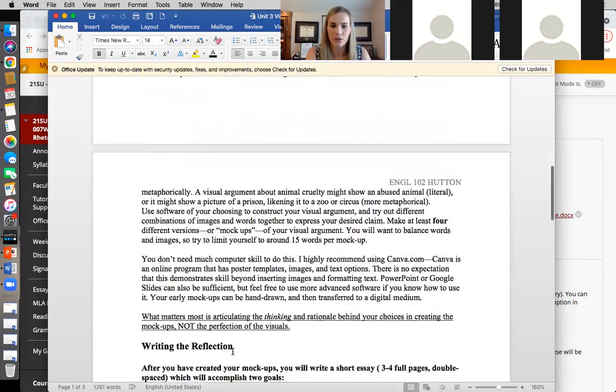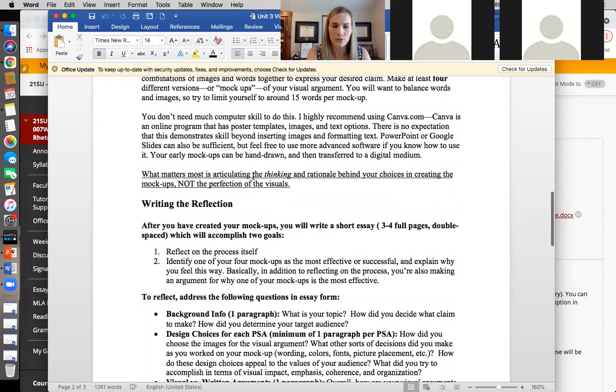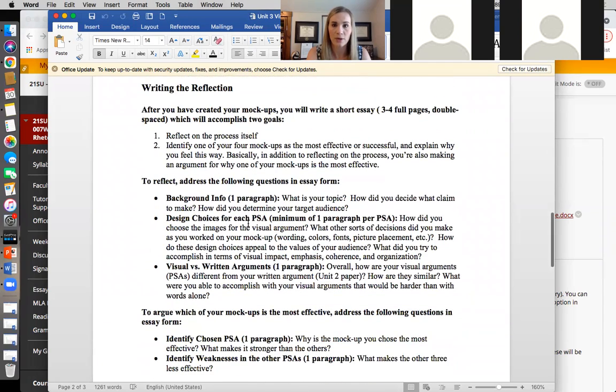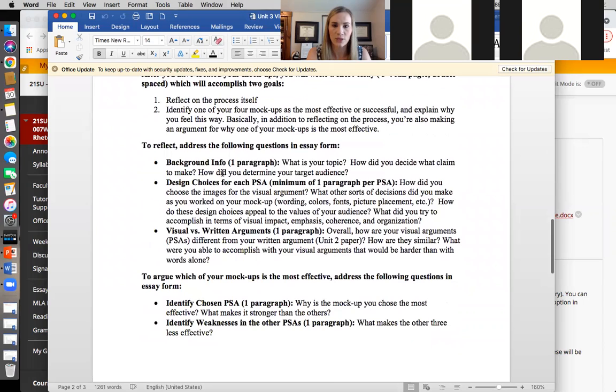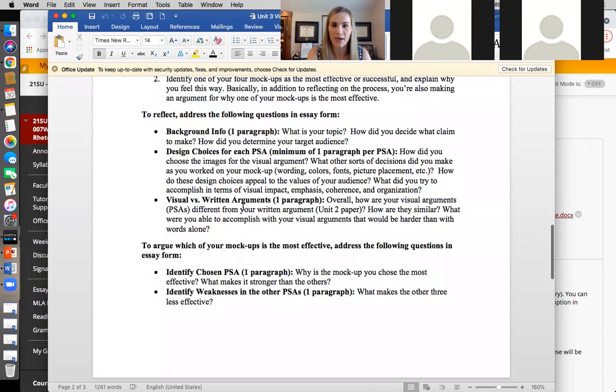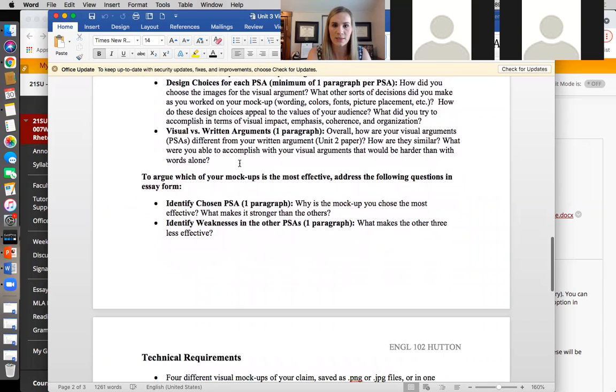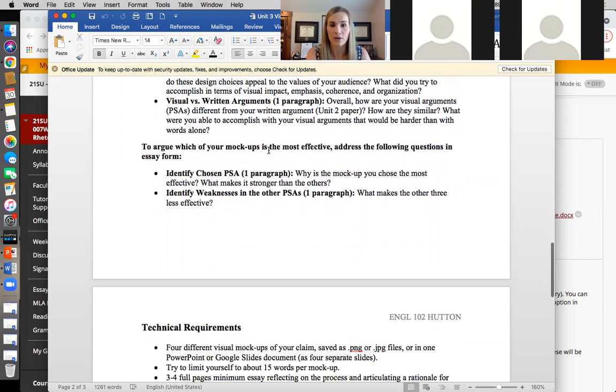Okay, so if you look down here, you'll see, again, you'll create those posters, and then you're going to write a reflection on it. And this gives you a general breakdown of what you are going to be writing about in that reflection. Again, some background information, just remind us what your topic is, design choices, the difference between your visual and written arguments, right? How they communicate the same or different, and then your argument here on which poster is the best.